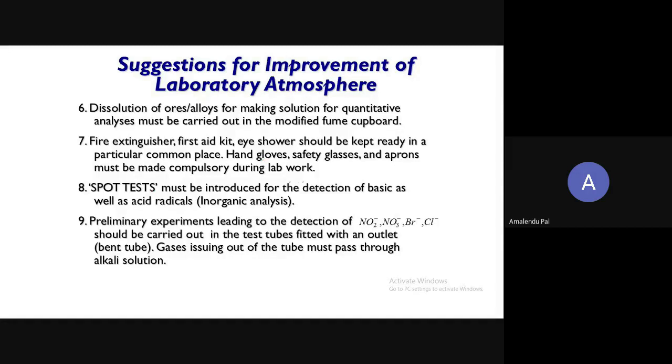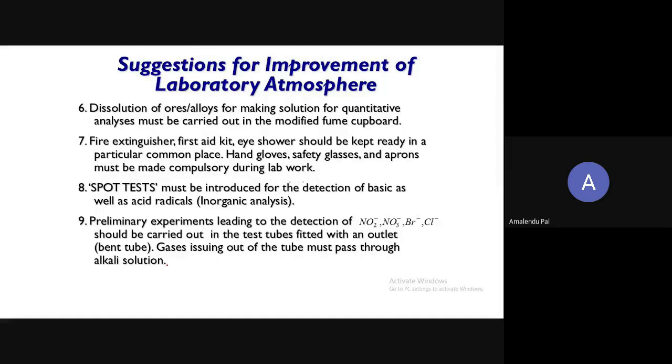Another thing: spot tests must be introduced for the detection of basic and acidic radicals, as I told you before. It is very, very significant to do spot tests. Another thing: preliminary experiments leading to the detection of nitrite, nitrate, bromide, chloride should be carried out in a test tube fitted with an outlet bent tube, and gases issuing out of the tube must pass through an alkali solution. We generally don't do this. I agree with you, but you have to set it up. If it is set up in the lab, then it is easy to do.